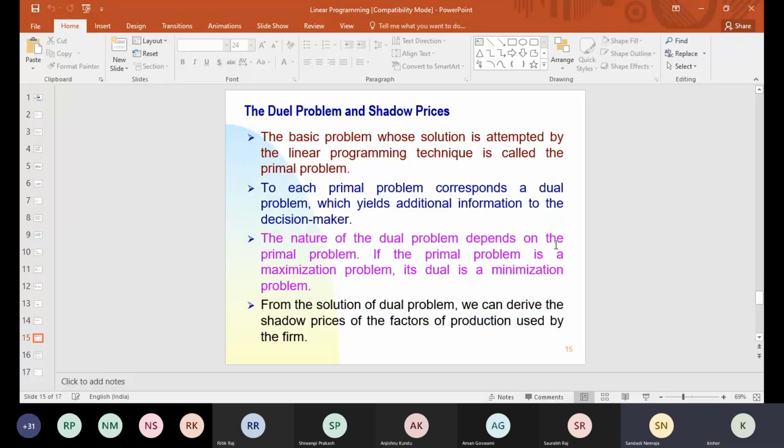Along with that, two other concepts are there. Because I said at the beginning that your opportunity cost and other concepts will come into the picture in, say, hiring of labor. So here comes your dual problem and shadow prices. In Ekocheni's book, again, you will find further explanation. The basic problem whose solution is attempted by the linear programming technique is called the primal problem. In our case, the primal problem was maximizing Z, profit. Profit maximization is our primal problem. Corresponding to this primal problem, we will have a dual problem, which will be cost minimization.